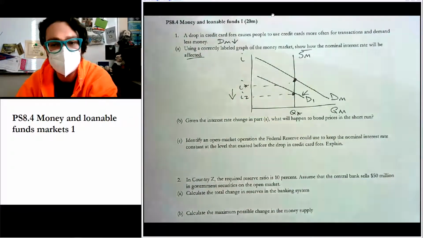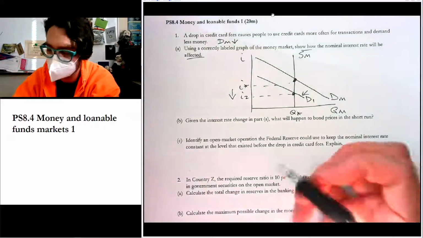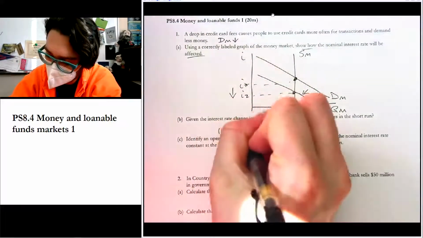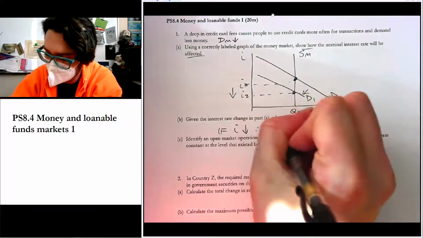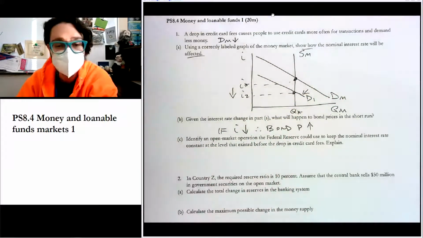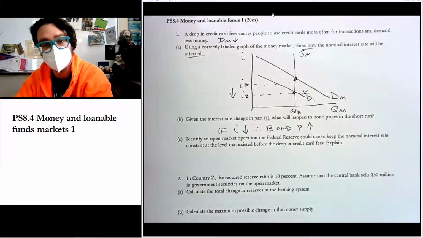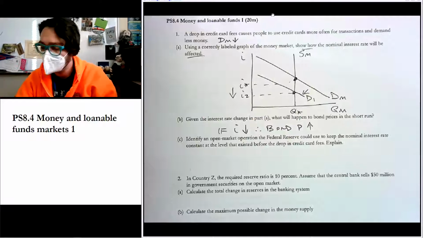Given the interest rate change in part A, what happens to bond prices? So that's just a quick test of, do you remember that? If the interest rate goes down, therefore, bond prices go up. Identify an open market operation the Fed could use to keep the interest rate constant at the level that it existed before the drop in credit card fees, and explain how it would work.